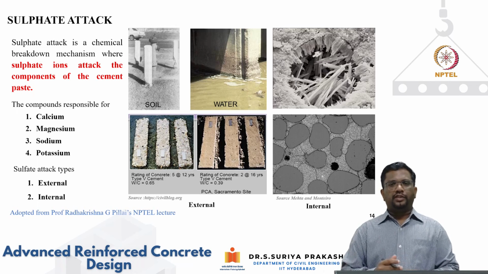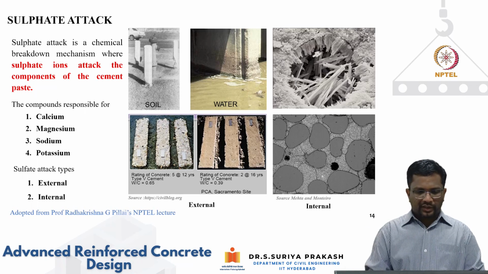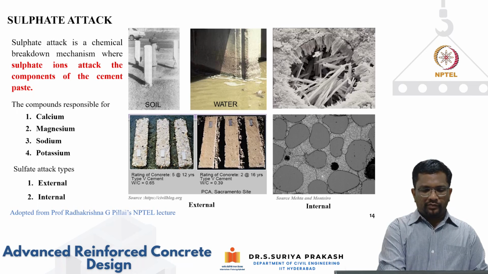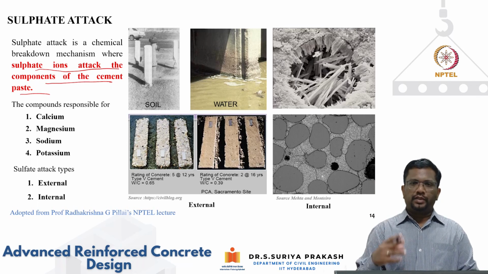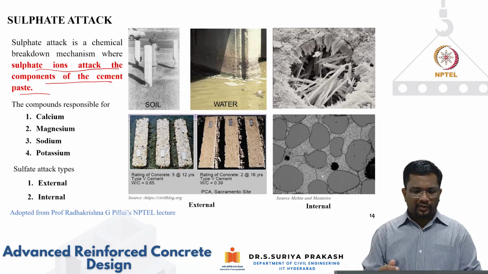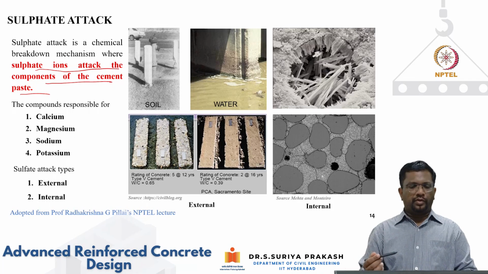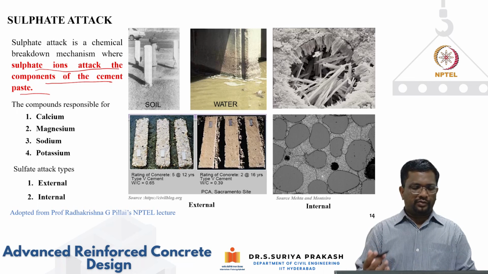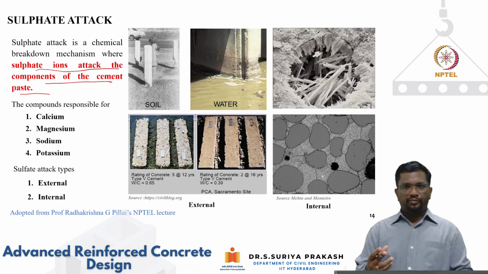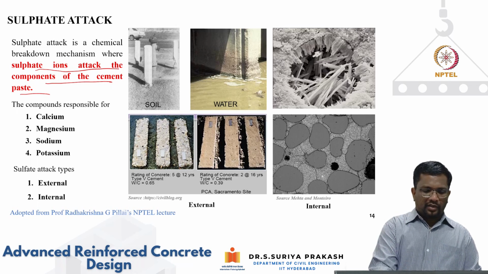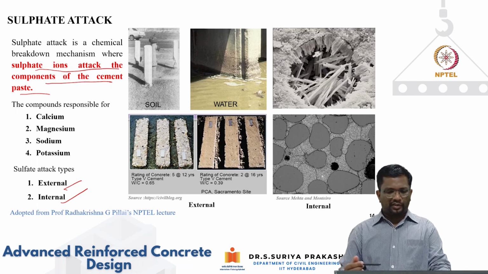Sulfate attack, as you can see here, is a chemical breakdown mechanism where sulfate ions attack the components of cement paste. The reinforcement is not really affected by the sulfate; it is the cement paste that is attacked by the sulfate ions. The compounds responsible are usually calcium sulfate, magnesium sulfate, sodium sulfate, and potassium sulfate. Calcium sulfate is internally available within the concrete because we use gypsum for controlling the setting time. Sulfate attack can be either external or internal. We'll talk about the significance of that.